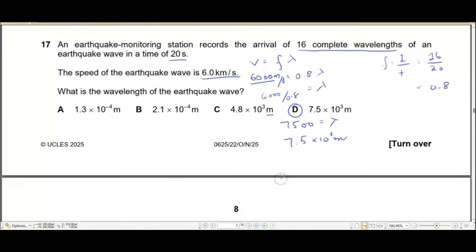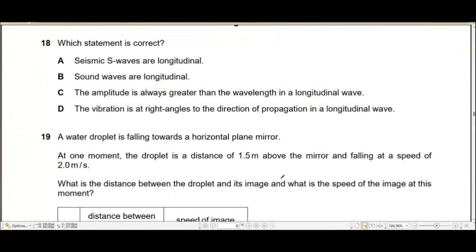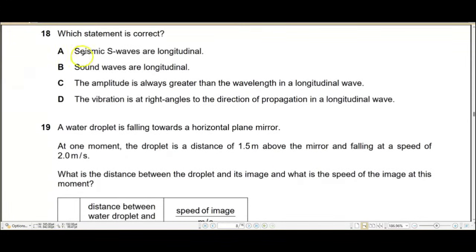Moving on to question number 18. Which statement is correct? A: Seismic S waves are longitudinal. B: Sound waves are longitudinal. Yes, this is absolutely correct. C: The amplitude is always greater than the wavelength in a longitudinal wave. Not really. D: The vibration is at right angles to the direction of propagation in a longitudinal wave. No, it's in a transverse wave.